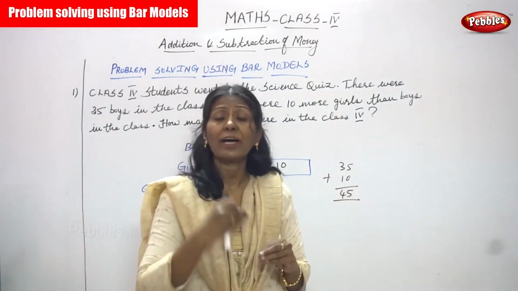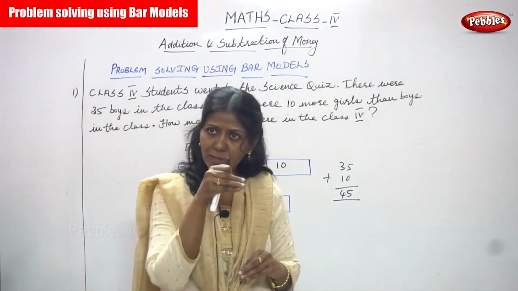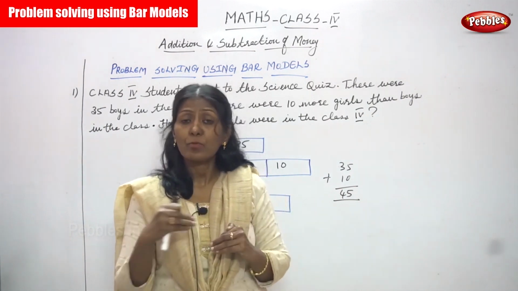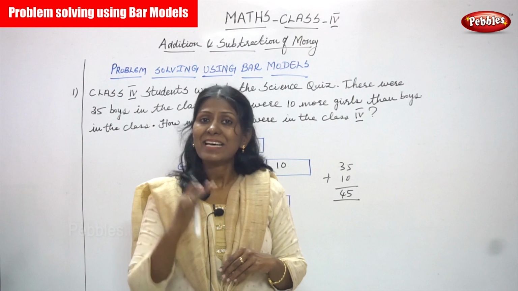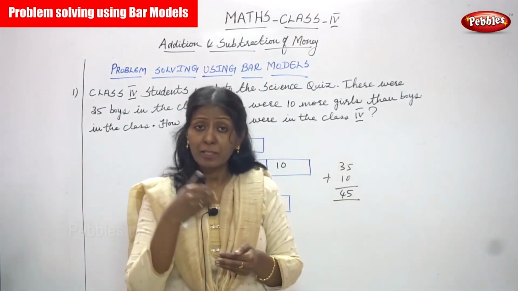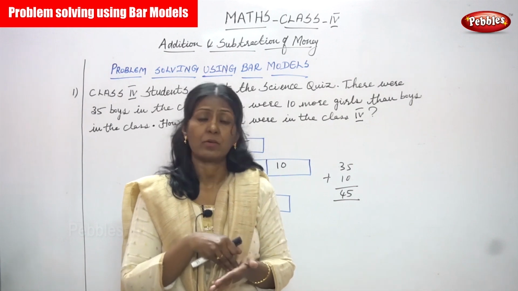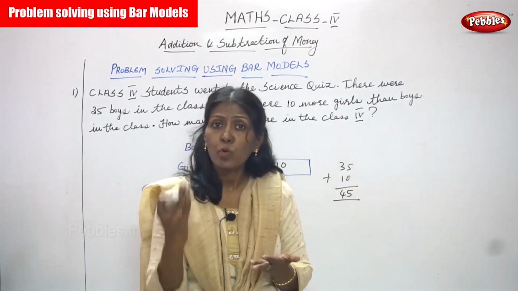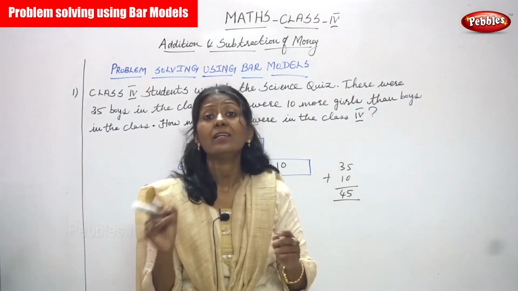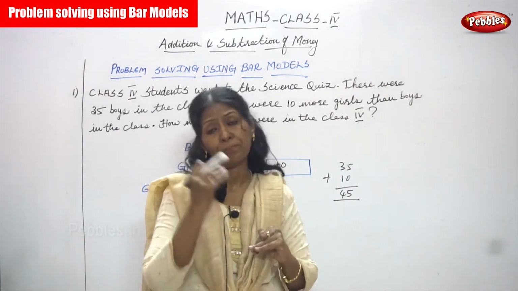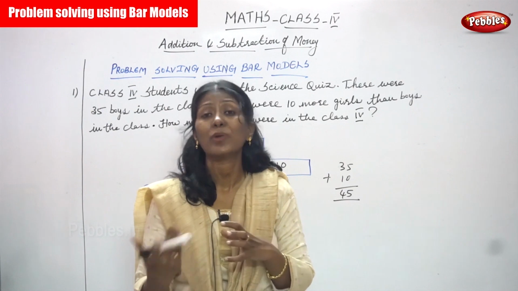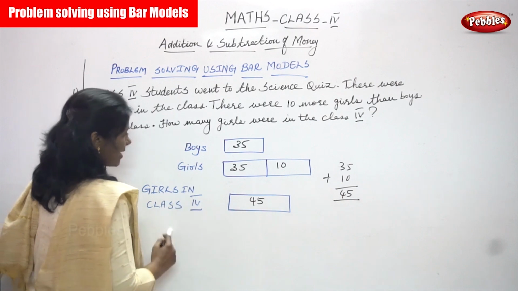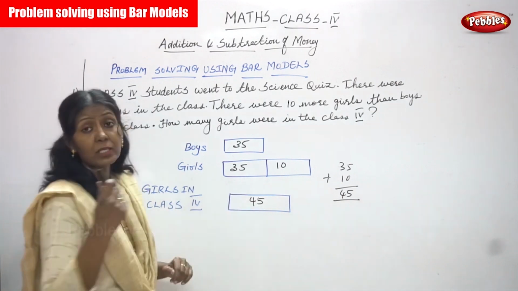If you want to find out the girls' strength, you have to include the boys' strength also, because the boys' strength is clearly given as 35, and the question says 10 girls are more than the boys. That means the 35 is also included in the girls' strength. So 35, the boys' strength, plus 10, because there are 10 more girls than boys. That is why in the girls' bar we write 35 plus 10. You add together and finally get the answer 45. So the girls in 4th standard, the 45 girls, went to the science quiz.